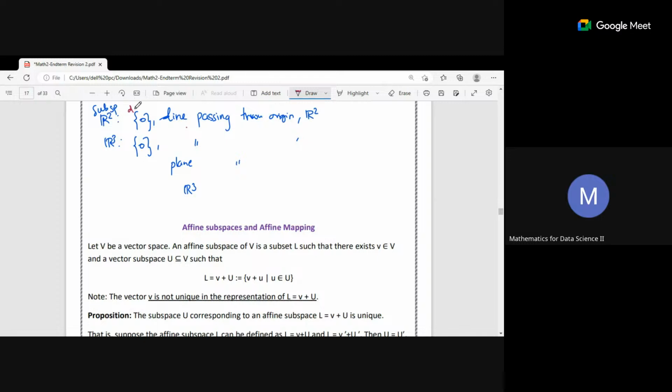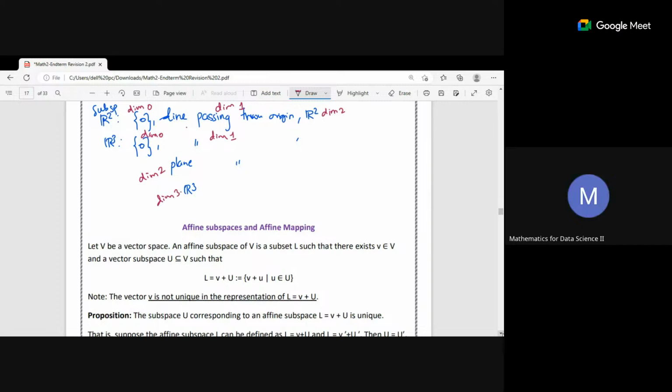So here dimension is 0. Dimension is 1. And dimension is 2. Here also dimension 0. Dimension is 1. Here dimension is 2. And 3. Dimension is 3.